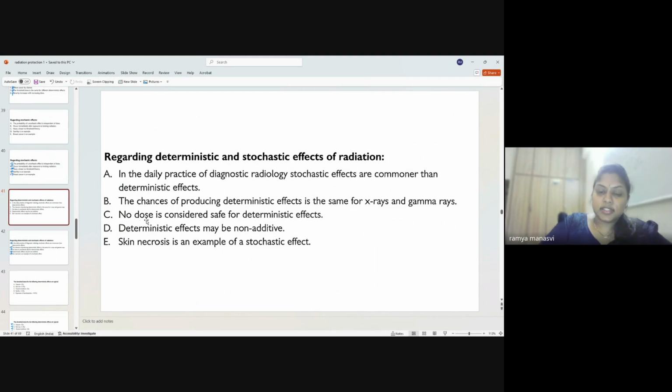No dose is considered safe for deterministic effects. No, below the threshold, it is safe. That is the dose we try to give the patients, so that there will be no deterministic effects also. So it is false. Deterministic effects may be non-additive. It is true. Skin necrosis is an example of stochastic effect. No, skin necrosis is an example of deterministic effect.